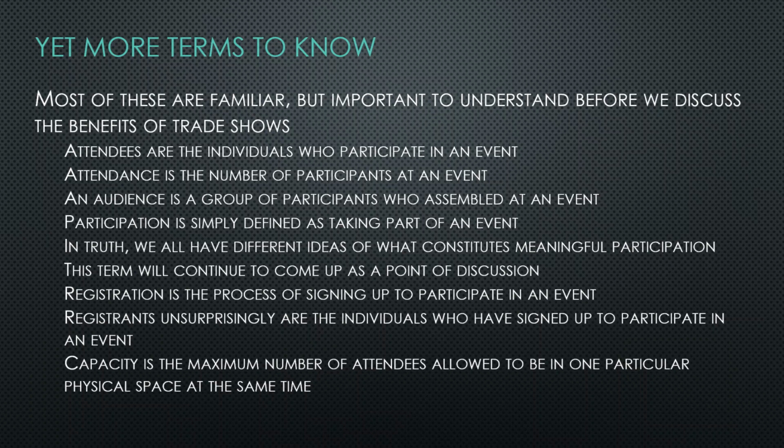It's good to make sure we understand that because I am going to be asking you in your assignments to talk about good metrics, and obviously attendance is going to be a big part of it. An audience, in terms of event marketing, is a group of participants who assembled at an event. Similar to attendance, participation is simply defined as taking part in an event. That participation, again, is a metric. We know that there might be a difference between attendance and participation, and so it's important to think about different ways to look at the success of events.